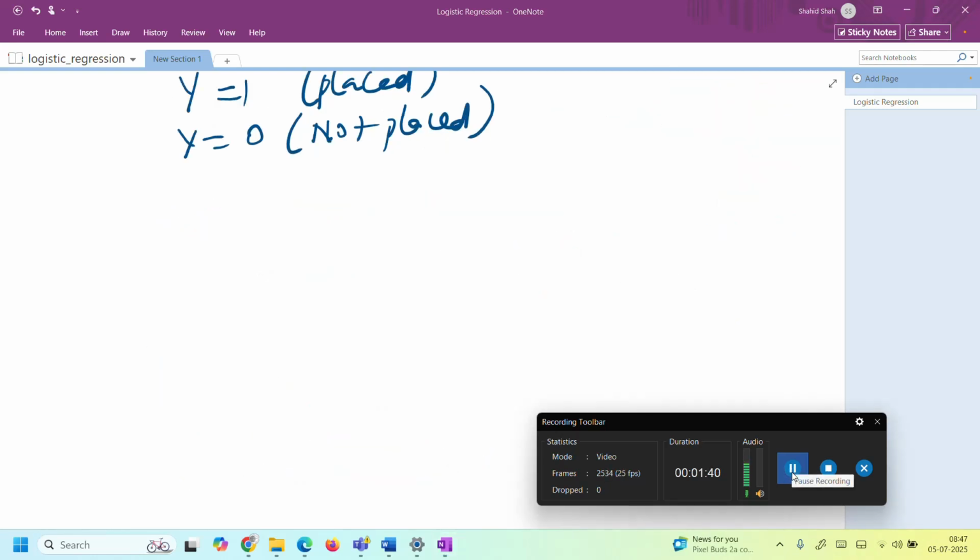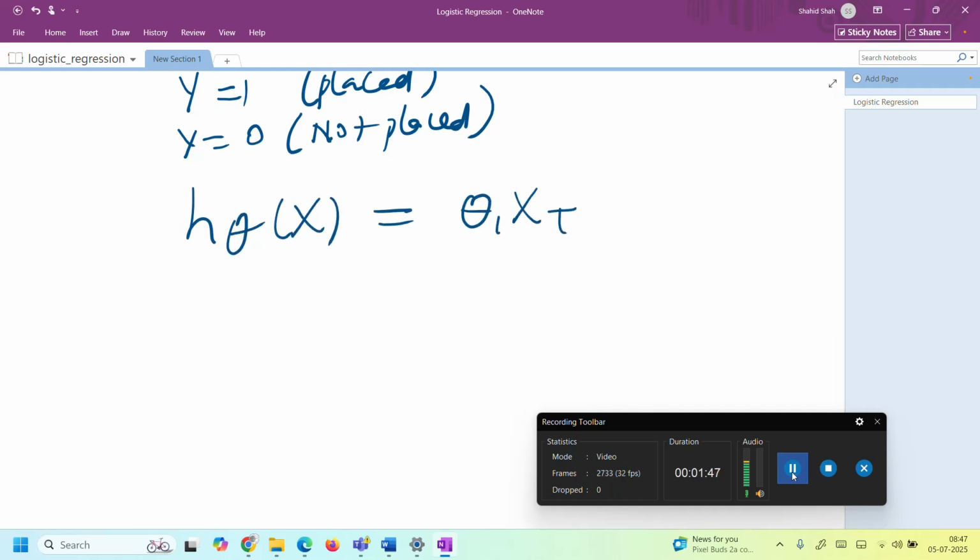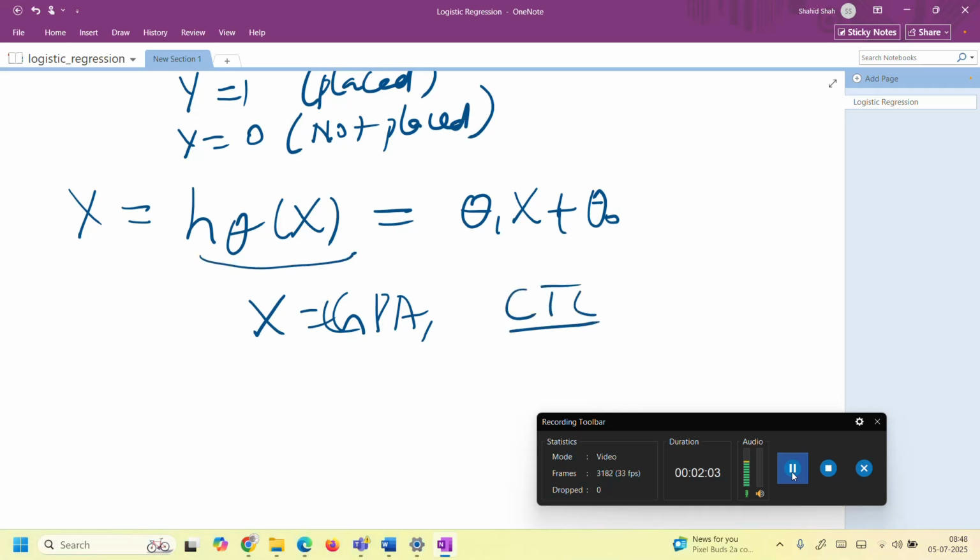Now, contrary to linear regression, what was the hypothesis function we had in linear regression? Suppose we have just one variable, so it was theta 1 x plus theta 0. In case of linear regression, suppose x is CGPA, I will continue with that example, and y, which we denote by the hypothesis function, is the average CTC. Now average CTC can take any value, it will be positive, and it can be 1 crore, 2 crore, whatever.